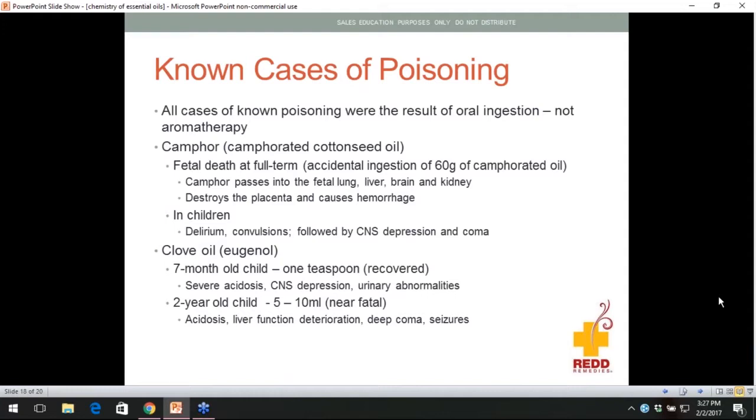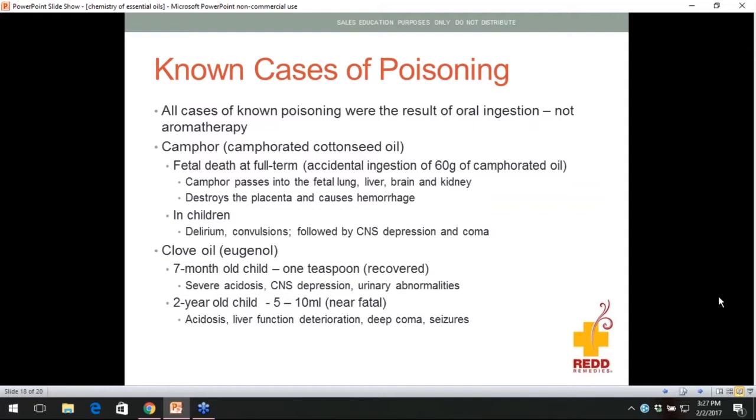So let's go through some known cases of poisoning. Now, all of the cases of poisoning were the result of oral ingestion, not aromatherapy, not topical use, not diffusion, oral ingestion. Some of these were accidents. Most of them involved children, and a handful of them were done intentionally. So there was a problem in the 90s with camphorated cottonseed oil. I don't remember people taking camphorated cottonseed oil, but apparently it was a problem.